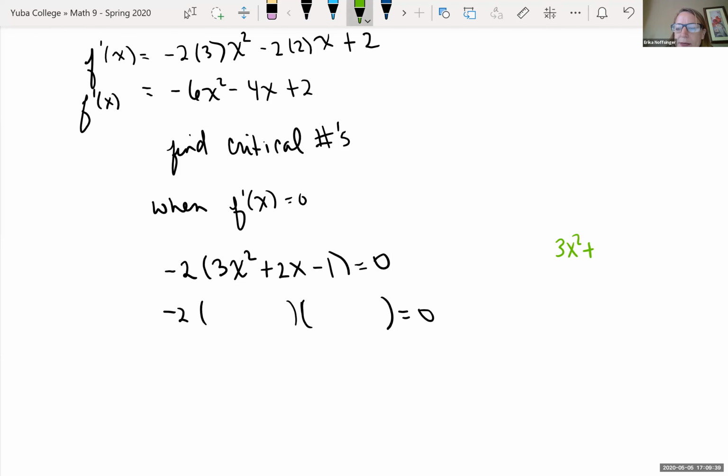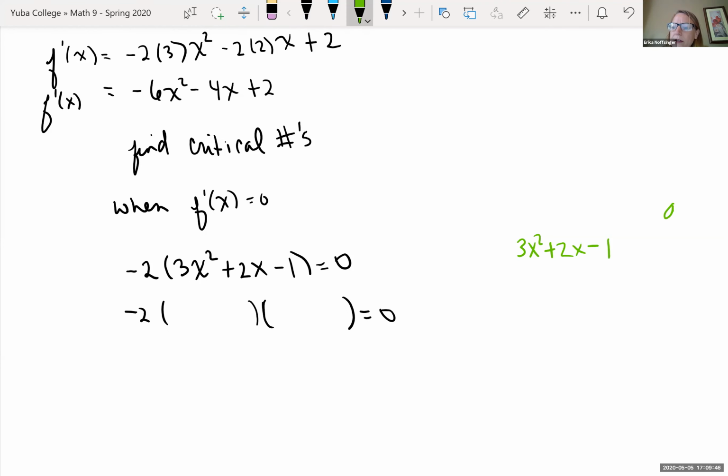And I can use my AC method. So if I look at AC here, AC is -3. Is there anything that multiplies to -3 but would sum to my B value, which is 2? So 3 and -1 are two numbers that multiply to -3 and add to positive 2. So this is where we rewrote our middle term. So this is 3x squared plus 3x minus x minus 1. We then factored by grouping.